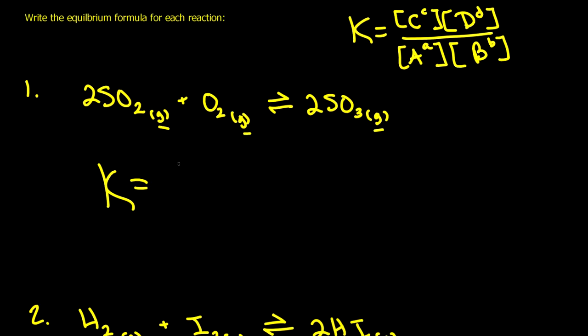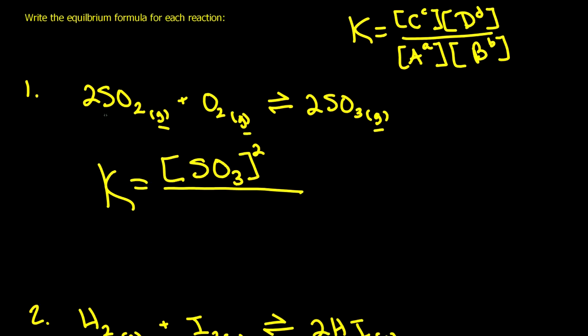So let's continue. So products over reactants. Let's do products first. Only got one product. So that's going to be the concentration of SO3. So what I did there is I filled in for C. And now I need a power. It has a 2 in front of it, so it's going to be raised to the second power. There is not a second product, so I'm not going to have D. Move on to reactants.